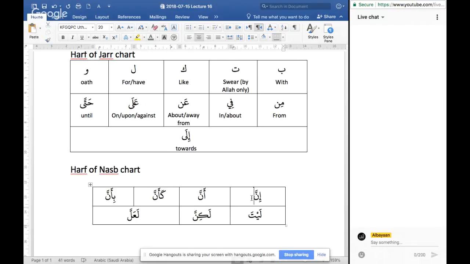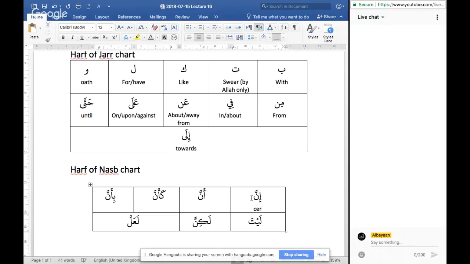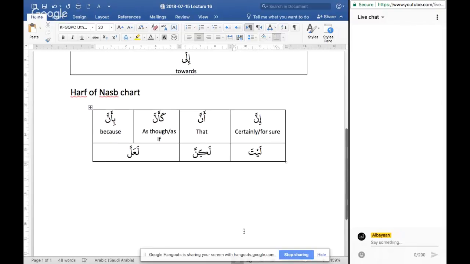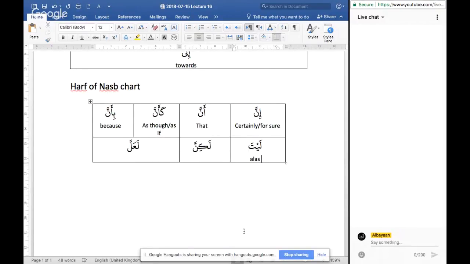For each of these, we did the meanings, of course. We said Inna is certainly, or for sure, in that sense. Anna is that. It's not a pointer to that, it's a connector to that. Ka Anna meant as though, as if. Bi Anna, we said, is because it starts with a Ba, and that's how we remembered it. Bi Anna is because. Laita was an expression of extreme regret, which we translated as alas.